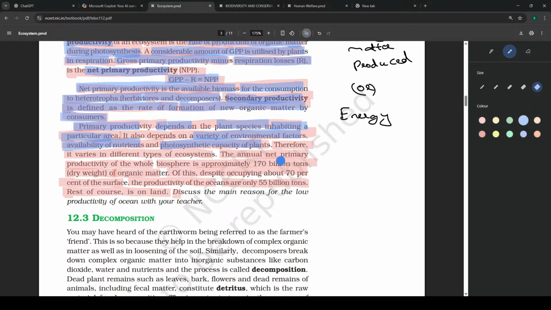Okay, that's it with that. They gave some calculated information for us. The net annual primary productivity of the whole biosphere is approximately 170 billion tons. This is a dry weight, important to remember, of organic matter. And they gave specifically that oceans contribute only 55 billion tons of the 170 billion tons from the biosphere. Although the oceans occupy 70% of the Earth's surface area, they only provide 55 billion tons of the productivity. The remaining comes from the land.